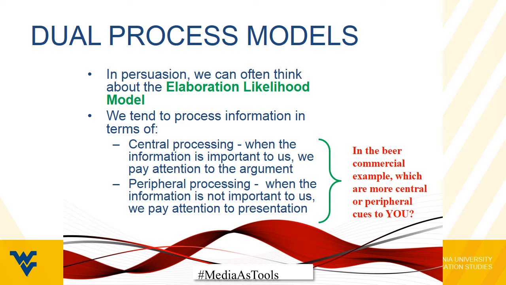In a beer commercial, what types of information do you pay attention to? The logical information about the ingredients of the beer, or the attractive actress or joke that are included in the commercial? If you're thinking about the merits of beer logically, then you're processing centrally. If you're thinking about how funny the commercial is, then you're processing peripherally.